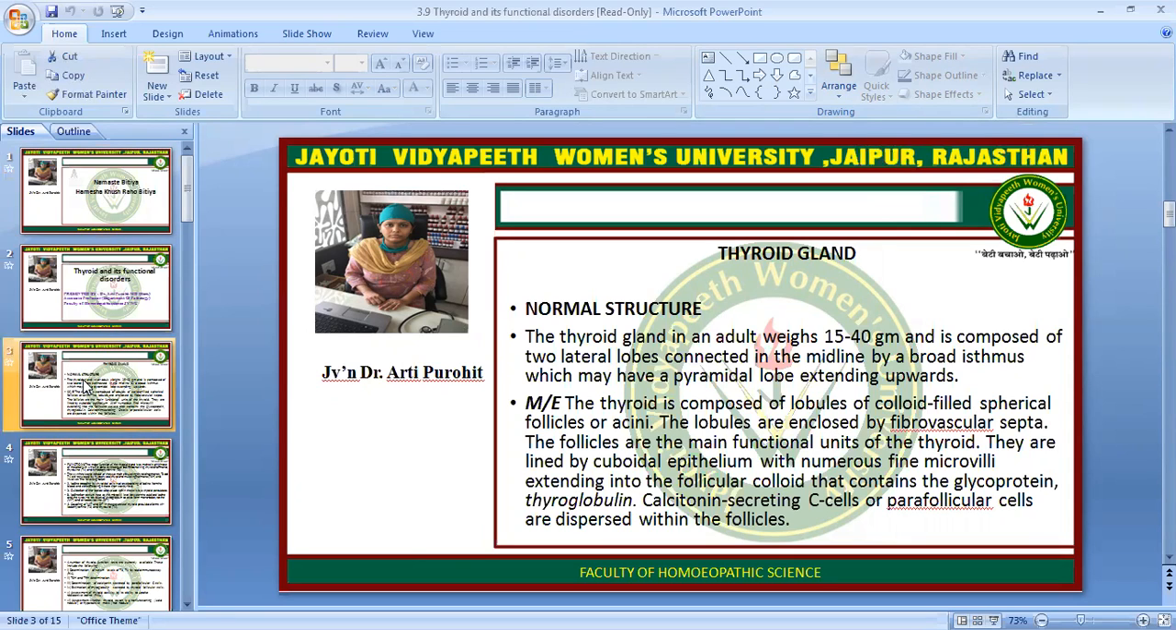In microscopic examination, the thyroid is composed of lobules of colloid-filled spherical follicles or acini. The lobules are enclosed by fibrovascular septa. The follicles are the main functional unit of the thyroid. They are lined by cuboidal epithelium with numerous fine microvilli extending into the follicular colloid that contains the glycoprotein thyroglobulin. Calcitonin secreting C cells or parafollicular cells are dispersed within the follicle.